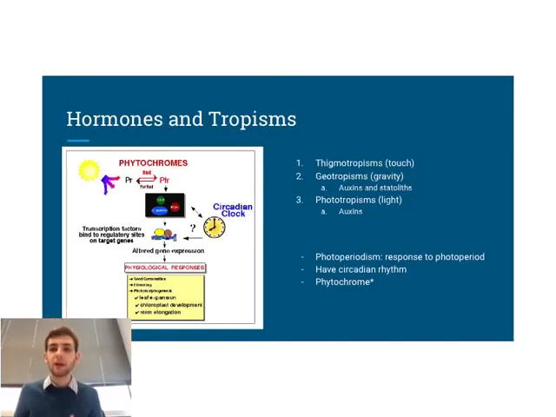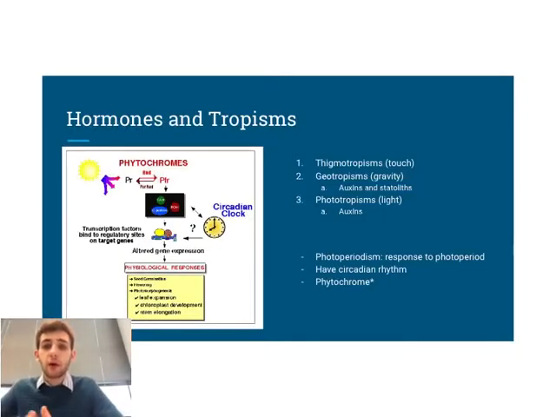And so the three main types of tropisms plants exhibit are thigmotropism, movement in response to touch, geotropism, which is a response to gravity. This is due predominantly to auxins and statoliths, and then phototropism, which is the response to light. And this is caused mostly by auxins, which are produced on the dark side of the plant. They grow, which is what causes the stem to bend, because it's heavy on one side.